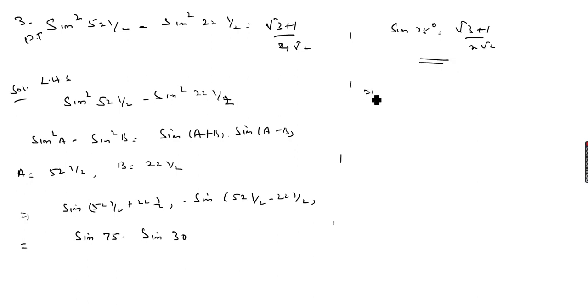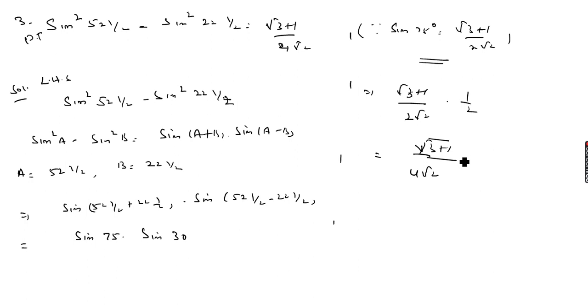So therefore this is nothing but root 3 plus 1 by 2 root 2 and sin 30 is 1 by 2. So finally we get 1 by 4 into root 2, root 3 plus 1, that is root 3 plus 1 by 4 root 2. So how do we solve this problem?